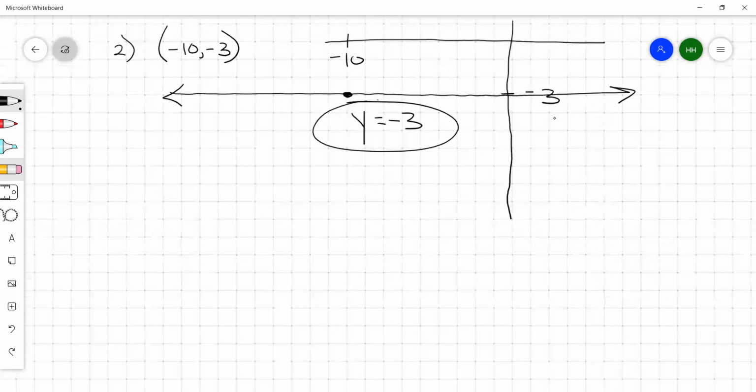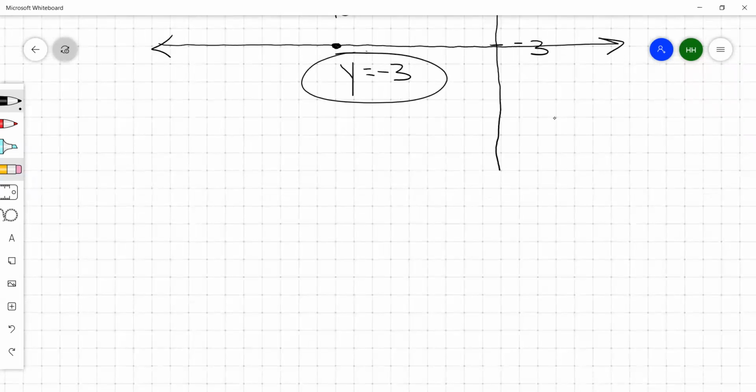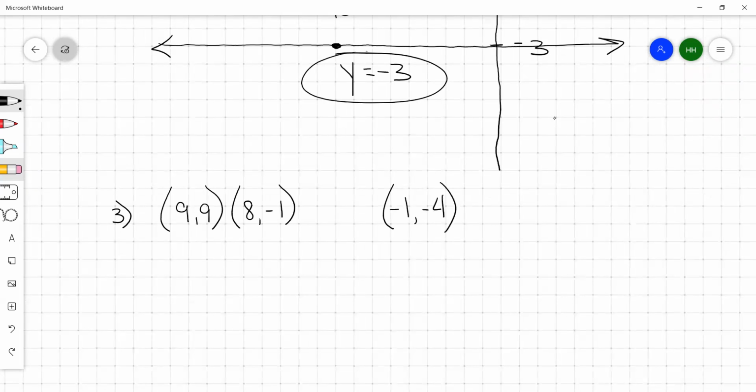All right, then number 3 asks you, is the line through the points 9, 9 and 8, -1 parallel to the line through -1, -4, 4, 2? Okay, we've already done a problem just like this. Same concept as number 6. We got to find the slope of each line and compare the slopes.